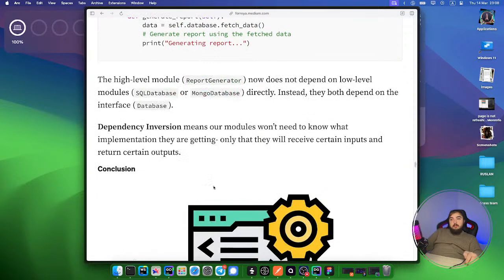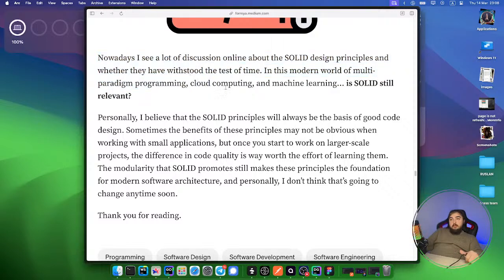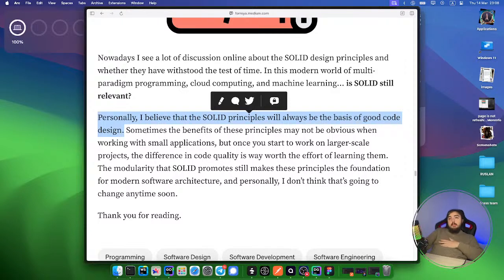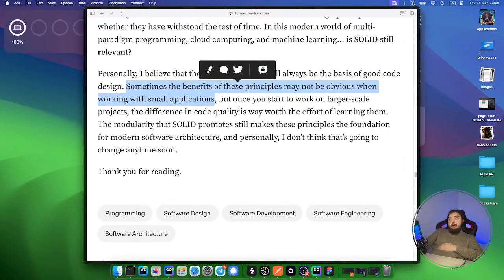Never saw this. Nowadays I still discuss software design principles and whether they have withstood the test of time in this modern world of multi-party programming, cloud computing, and machine learning. SOLID does. Personally, I believe that the SOLID principles will always be the basis of good code design. Sometimes the benefits might not be obvious when working with small applications, but once you start to work on larger scale projects, yeah, agree.